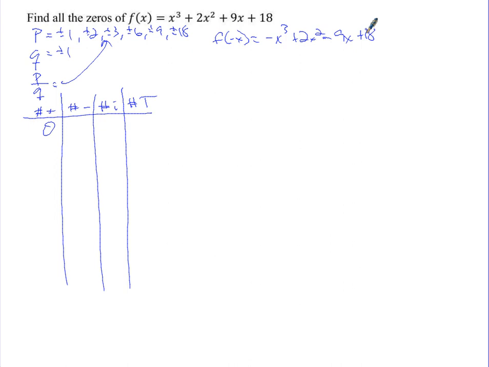How many sign changes do we have? We start negative, change to positive, change to negative, change to positive. We have 3. How many total real roots should we have? 3. So how many imaginaries would I have here? 0. Now what do we do?